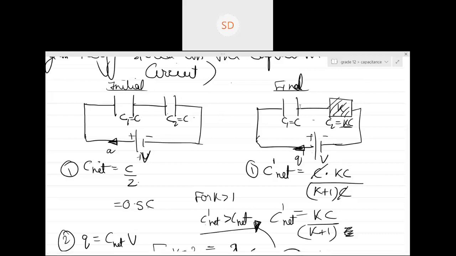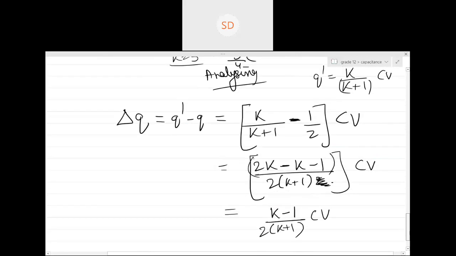If you assume this thing as a single capacitor of C by 2 and this as a single capacitor of C dash net, then you can say that the potential difference across this net capacitance and this net capacitance is equal. Why? Because the battery is the same. And then the charge will be different as the capacitances are different.